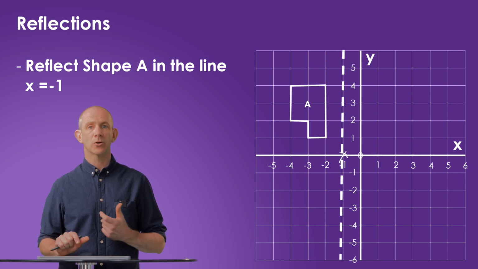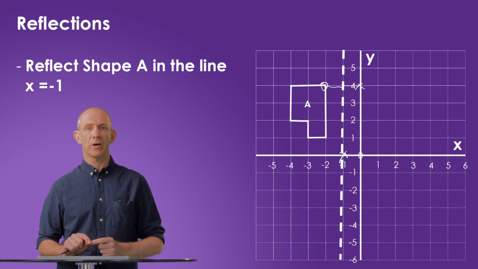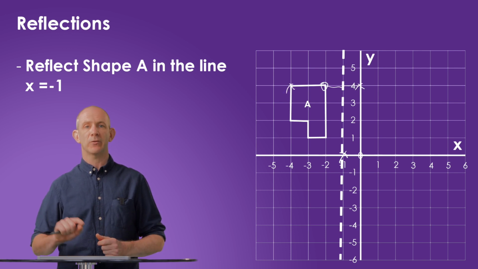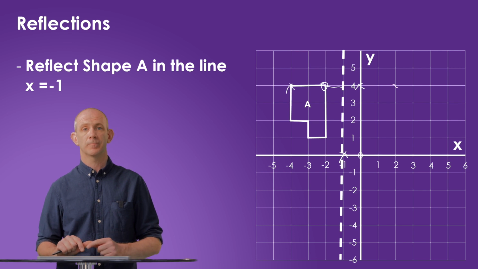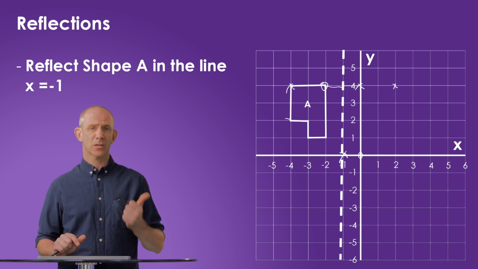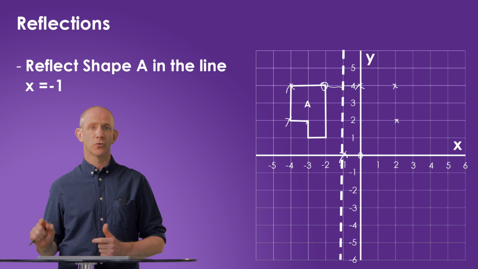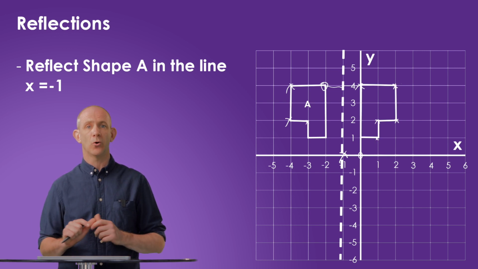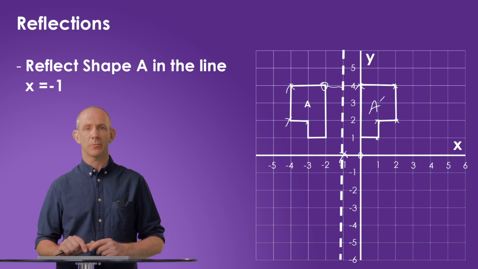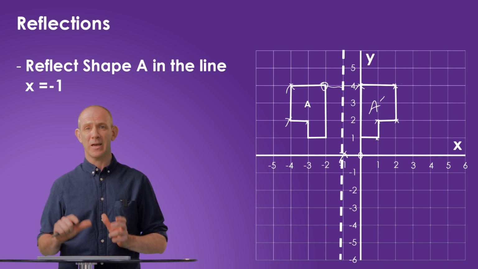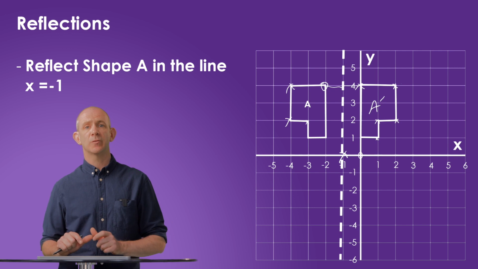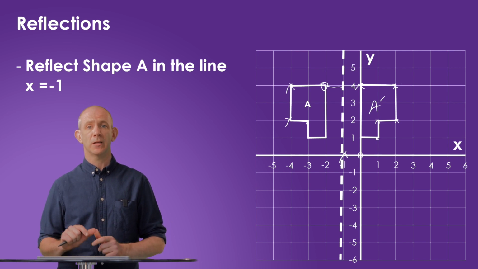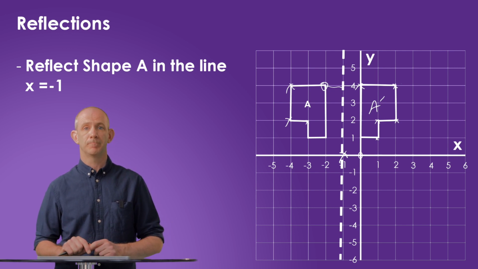Again, we'll look at the corners of the shape. This corner here is 1 square away from the line, so I reflect it out the other side by 1 square. This corner is 3 squares away, so I'll draw that 3 squares out the other side. I can repeat this with all the corners to create the new shape, which I'll label here as A'. That's how to complete a reflection of shape A in the line x equals -1.